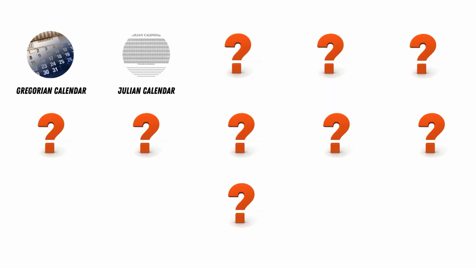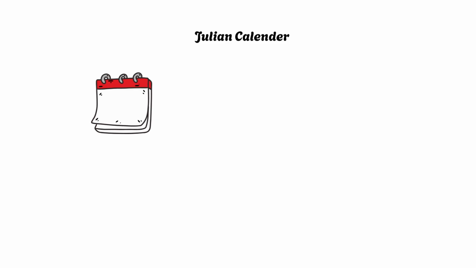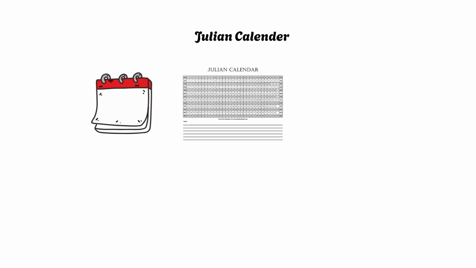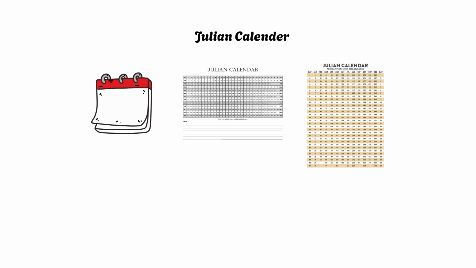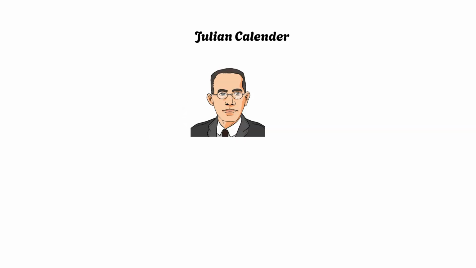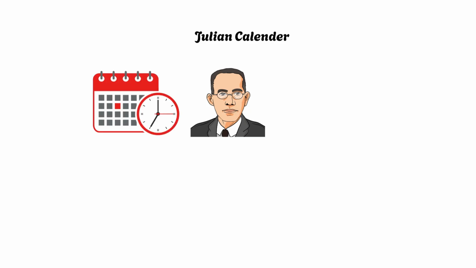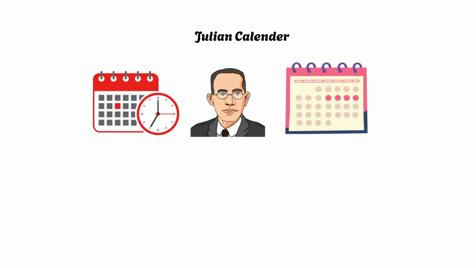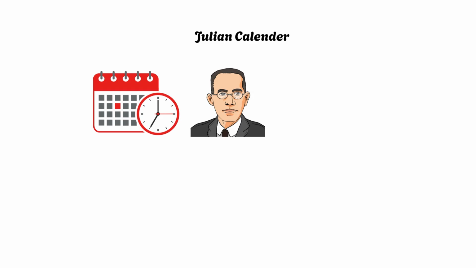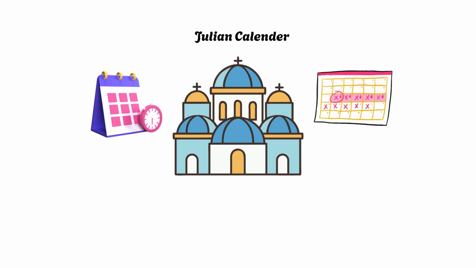Julian calendar. Introduced by Julius Caesar in 45 BC, the Julian calendar became the standard throughout the Roman Empire and Europe for over 1,500 years. It calculated a year as 365.25 days, adding a leap day every 4 years without exception. However, this made the calendar about 11 minutes longer than the actual tropical year. Over centuries, this small error caused noticeable seasonal drift, which eventually led to its replacement by the Gregorian calendar.